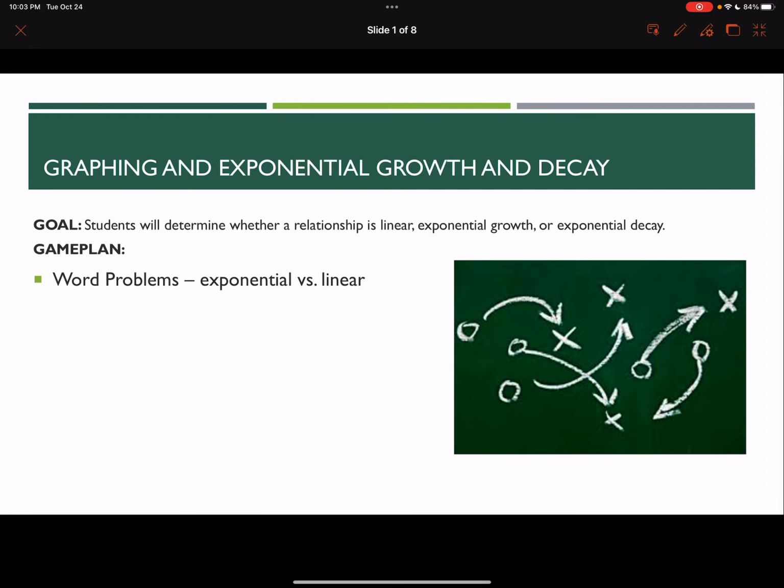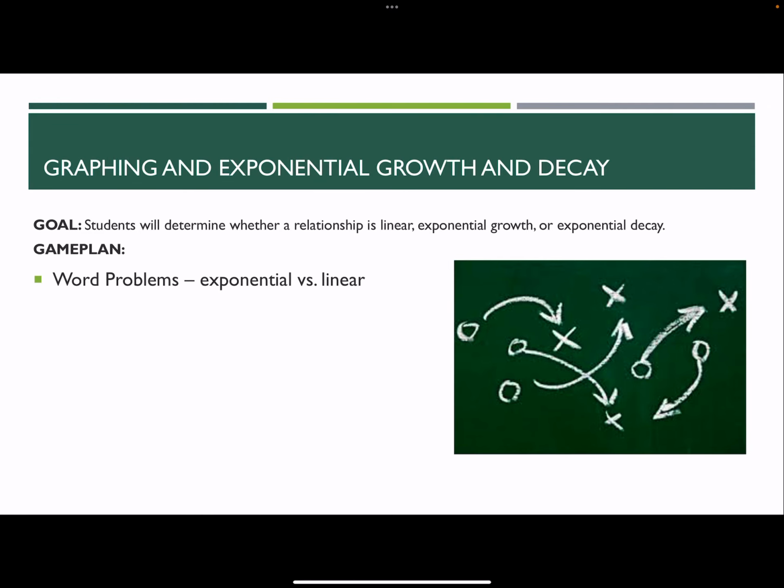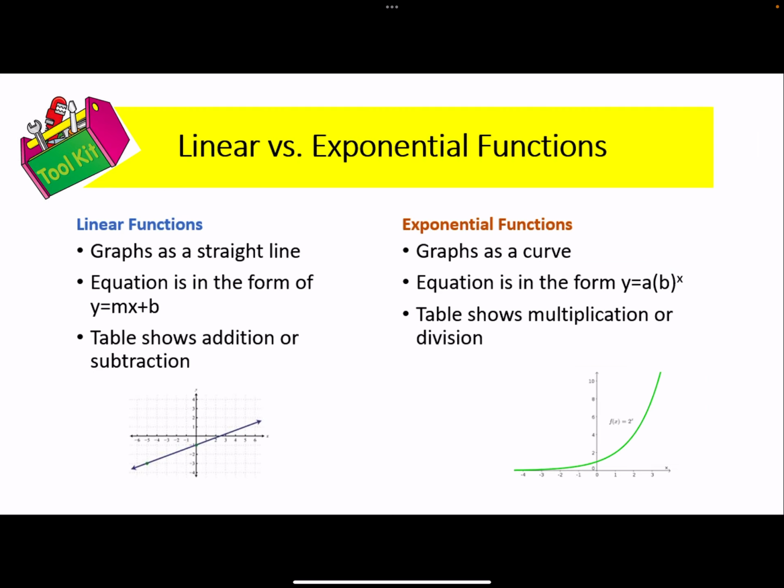Hi there. So today we're going to talk about linear versus exponential growth versus exponential decay relationships. And we're going to specifically look at word problems, so like situational application problems. When you're given a situation, how can I tell if the relationship is linear or if it's an exponential growth situation or if it's an exponential decay situation?